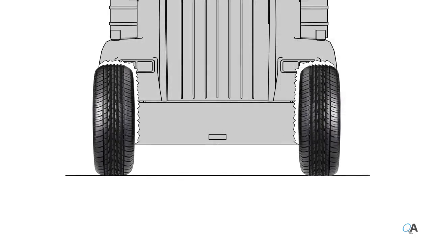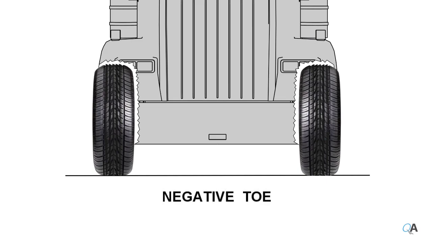An excessive toe angle condition commonly results in a symmetrical feather wear pattern of the steer tires. If the toe angle is excessively positive, the feather wear pattern will point toward the center of the vehicle. If the toe angle is excessively negative, the feather wear pattern will point away from the center of the vehicle.